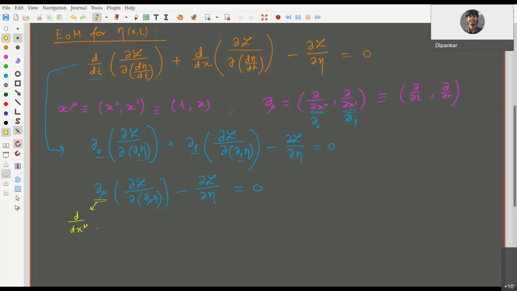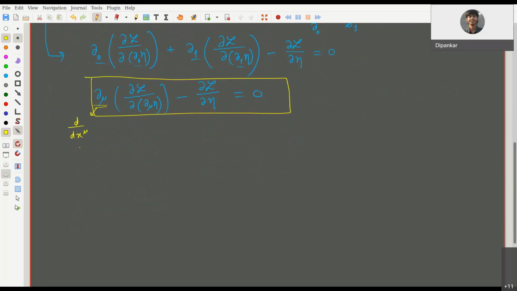So this is a compact notation for the equation of motion for eta. Now you have only one field, but in general you will have many other fields. So suppose you have n number of fields.